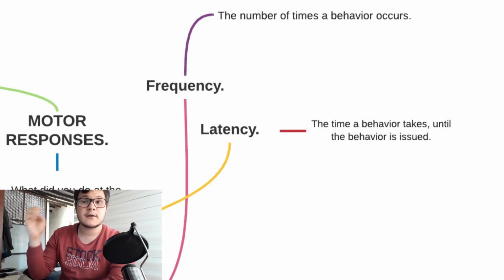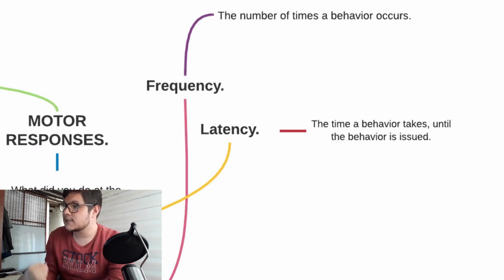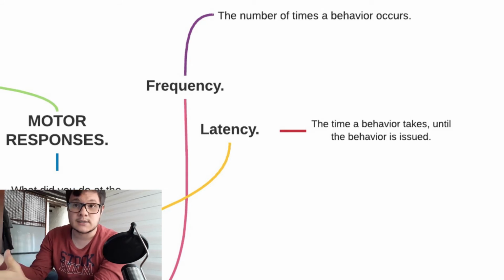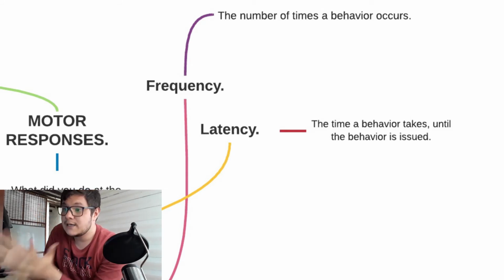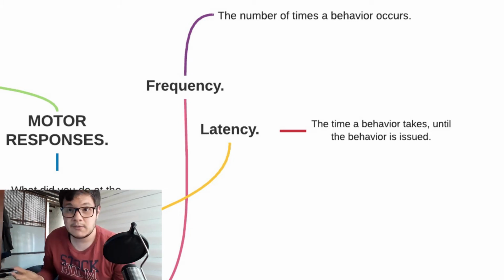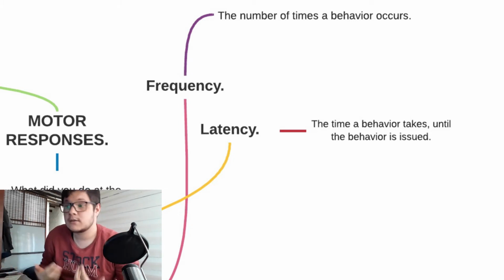Let's start with frequency. Frequency is the number of times a behavior occurs. If problem behavior increases at baseline, in the intervention phase it may decrease. And if there is a decrease in a desirable behavior, I must increase it. And I will notice it by the frequency.